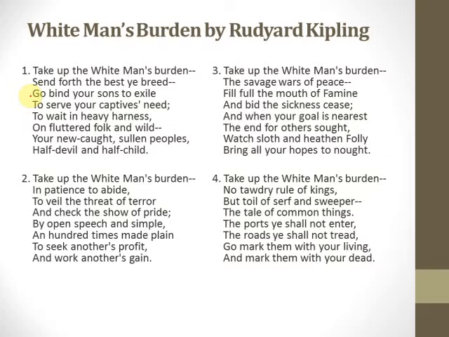Take up the white man's burden, the savage wars of peace. Fill full the mouth of famine and bid the sickness cease. And when your goal is nearest, the end for others sought, watch sloth and heathen folly bring all your hopes to naught.